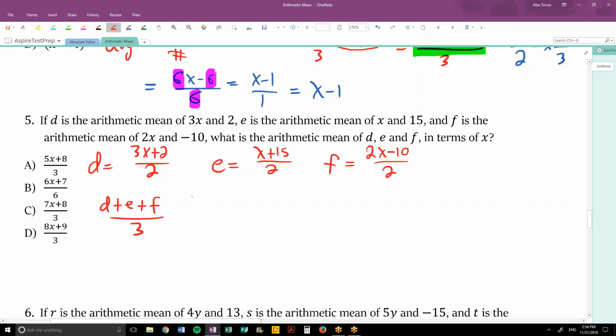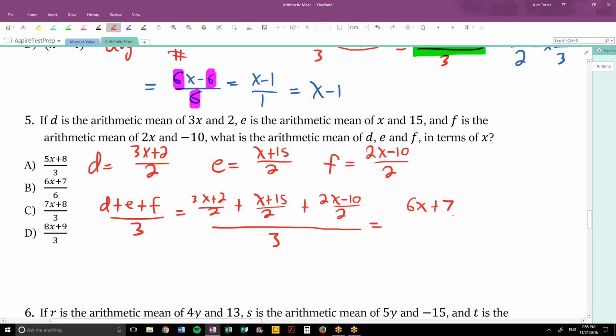And we'll go ahead and fill in the pieces. (3x plus 2) over 2 plus (x plus 15) all over 2 plus (2x minus 10) all over 2, and that's still all over 3. Combine our like terms on top. (6x plus 7) all over 2 all over 3. And that's, like we said before, (6x plus 7) over 2 times 1 over 3. So we're dividing by multiplying by the reciprocal of the second number. And so that comes out to (6x plus 7) all over 6, which is choice B.